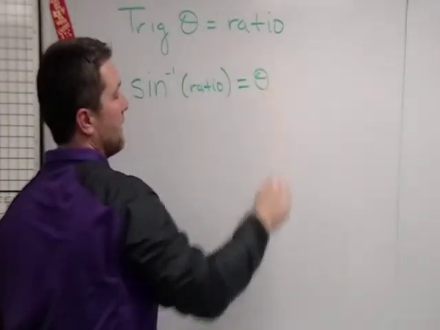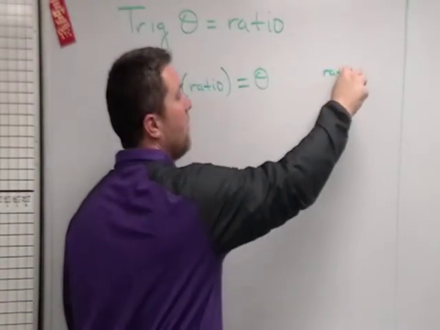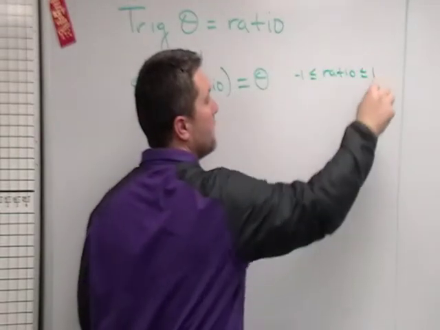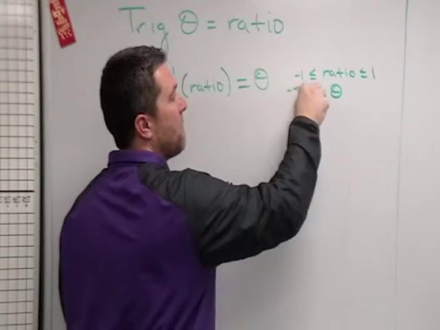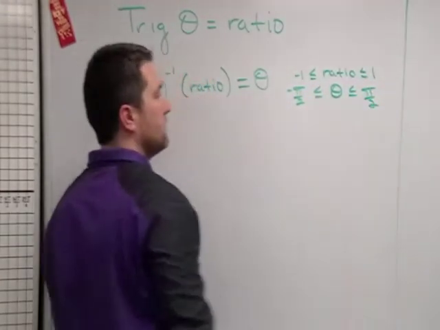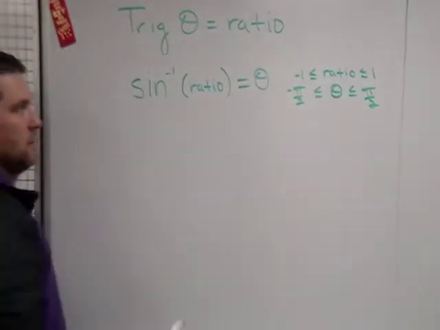you're going to get a theta back. Okay? Here's the deal. The ratio has to be between negative 1 and 1, or it's undefined. The theta has to be between negative pi over 2 and pi over 2. Just giving you this in a little bit different way today than I did yesterday.